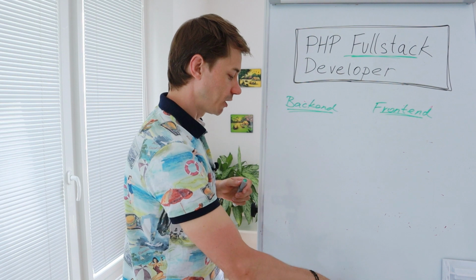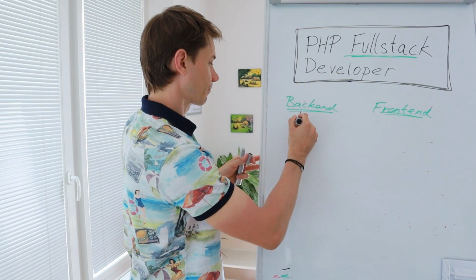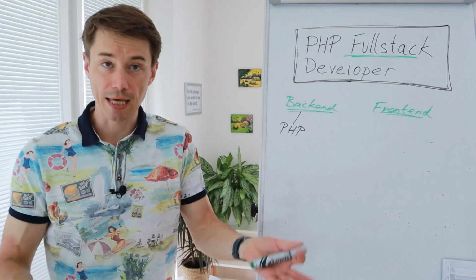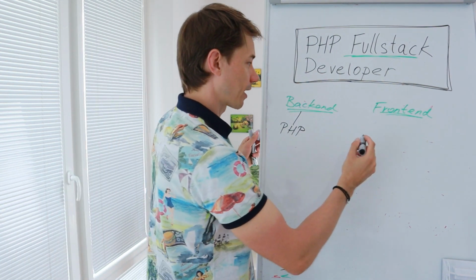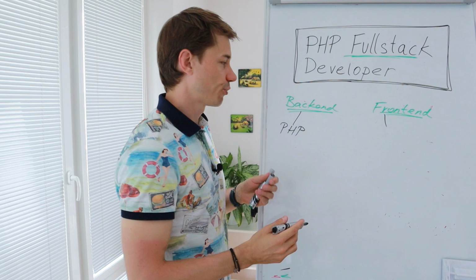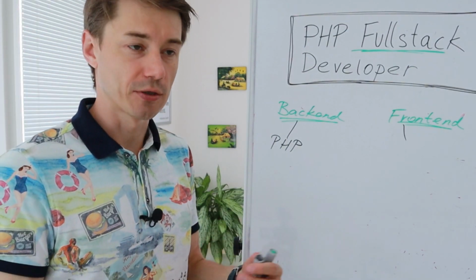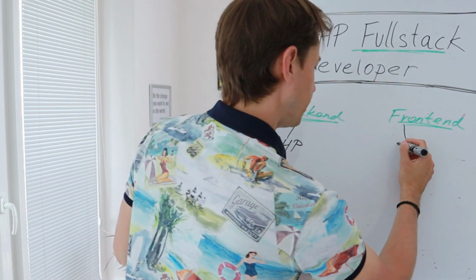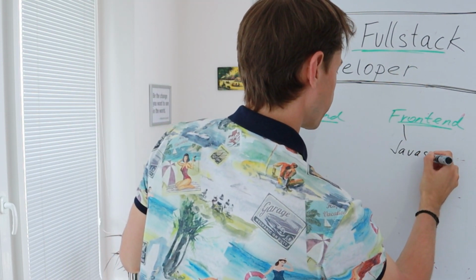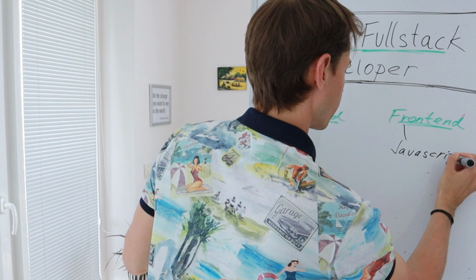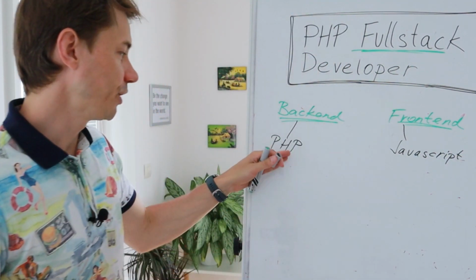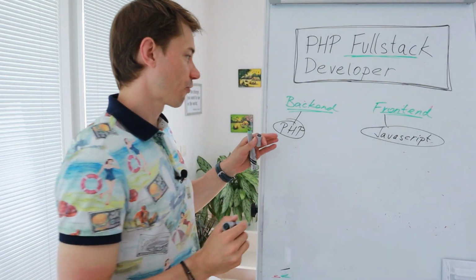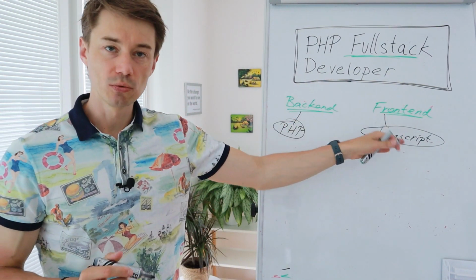So PHP is used on the backend. PHP is the programming language. And on the front-end side, it pretty much only can be JavaScript, because JavaScript is used on the front-end side. So I'll type it here, JavaScript. Okay, PHP on the backend and JavaScript on the front end. So these are two different languages.